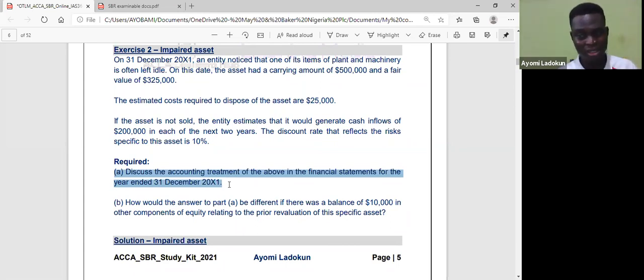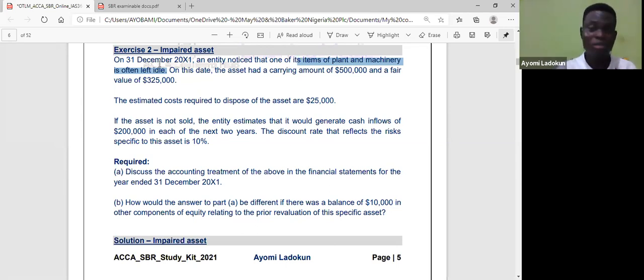He did not tell me, according to IAS 36, what the accounting treatment will be. He just said discuss the accounting treatment. So let me break it down for you so that you understand how to break down an exam question. Here he said the entity noticed that an item of plant is often idle. The fact that I leave an item of plant idle does not necessarily mean it has suffered impairment, because they didn't tell me the reason why I've left it idle. It could be there is no work for it. So this is not telling me that this is impairment.